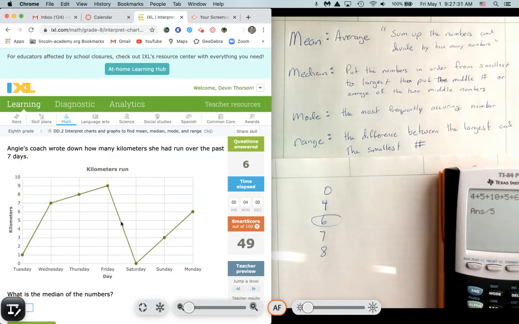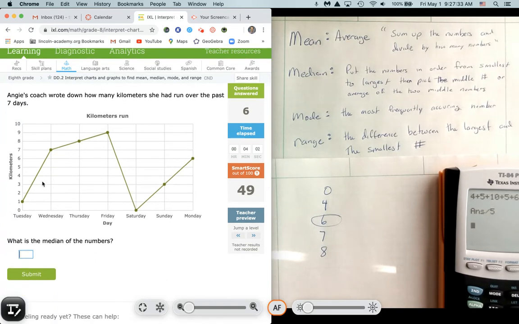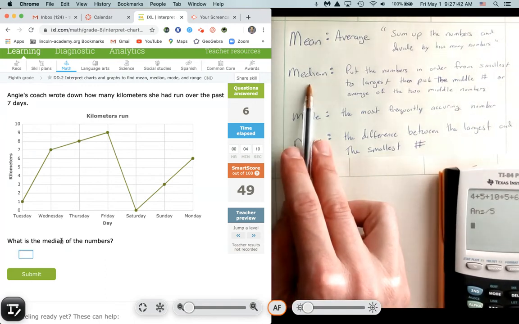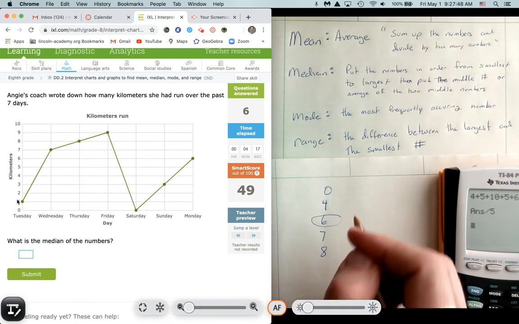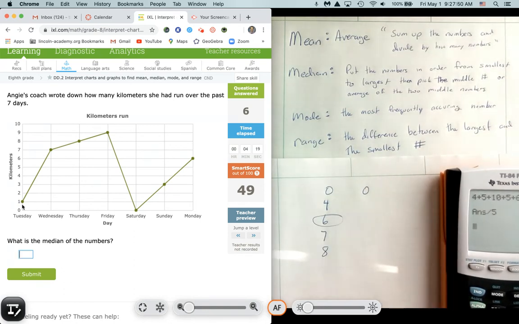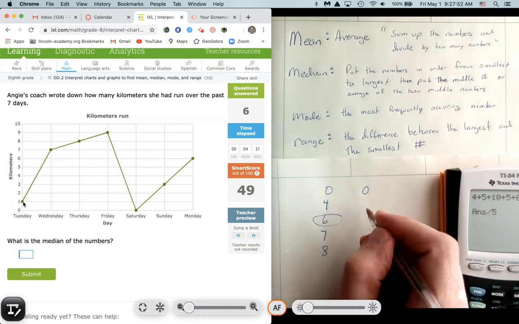Here is a line graph or a point plot. Again, don't worry so much about the lines connecting the points. What you're going to worry about is if we're looking for the median. Now again, median is the middle number. I'm going to list these numbers from least to greatest. So on Saturday, there was a 0, so I put a 0. And then I had a 1 over here on Tuesday, so I have a 1.